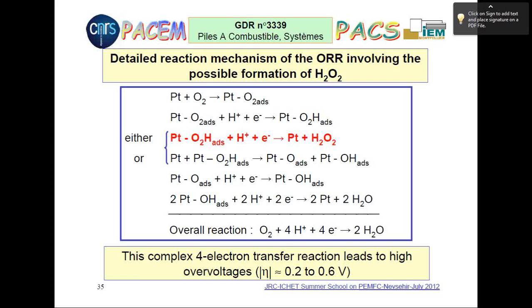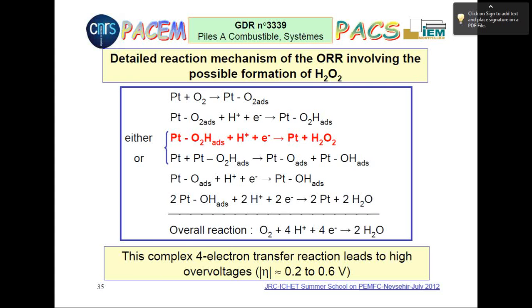If you break the O-O bond, you can continue the reaction, and finally you get water. So we have to make the overall reaction with 4 electrons going to water, because that's the most efficient, first, and you avoid the presence of hydrogen peroxide, which is a very bad oxidant for the membrane. The presence of hydrogen peroxide is very bad. It can damage the membrane.